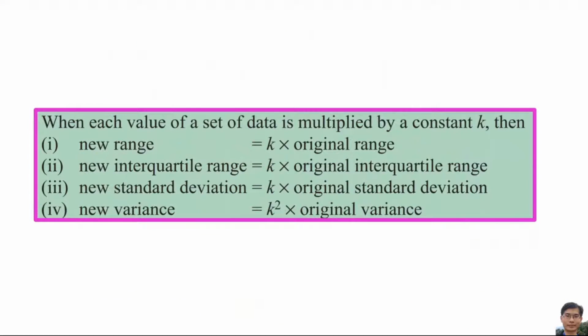In conclusion, when each value of the set of data is multiplied by the constant k, then new range equals k multiplied by original range. New interquartile range equals k multiplied by original interquartile range. New standard deviation equals k multiplied by original standard deviation. And the new variance equals k squared multiplied by original variance.